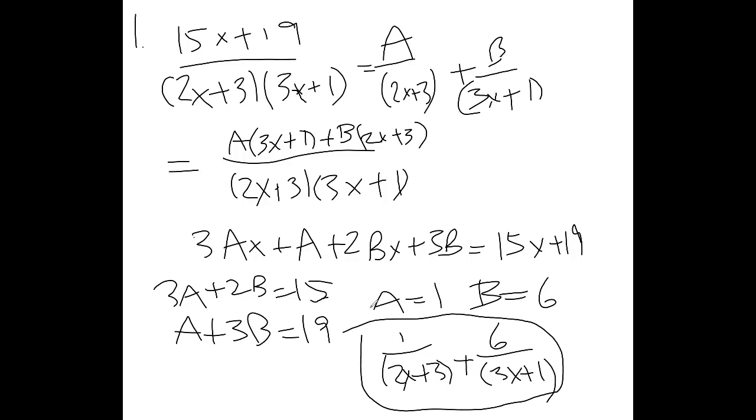All right, so that was the first one. Probably many of you already got this because it's a very similar problem. But let's look at number 2. My second example was (17x - 53) over (x squared - 2x - 15).